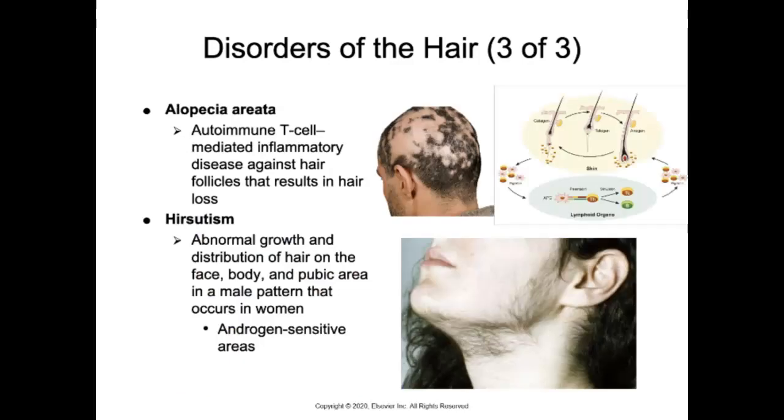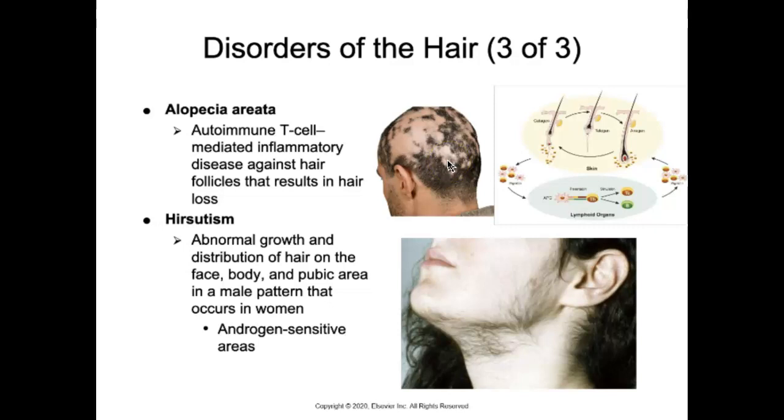Another type of alopecia is alopecia areata, and this is an autoimmune T-cell mediated chronic inflammatory disease that's directed against the hair follicles, and it results in the hair loss that we see over here. It's a rapid onset of this hair loss in multiple areas of the scalp, and we see them typically in these round patches. And it could be due to a triggering by stressful events.